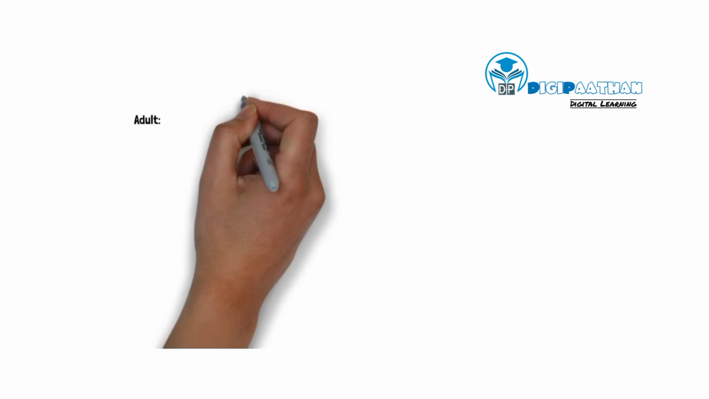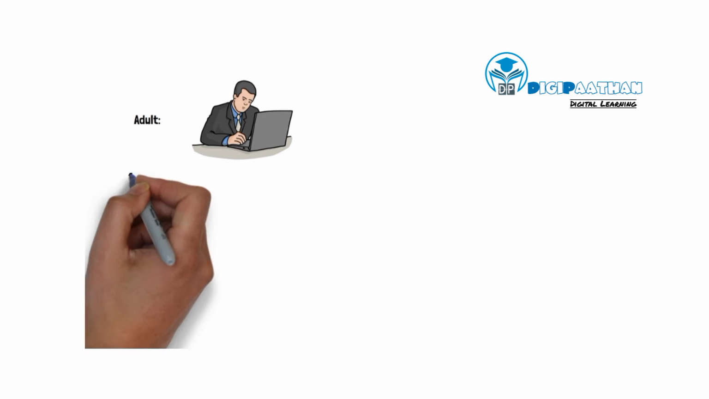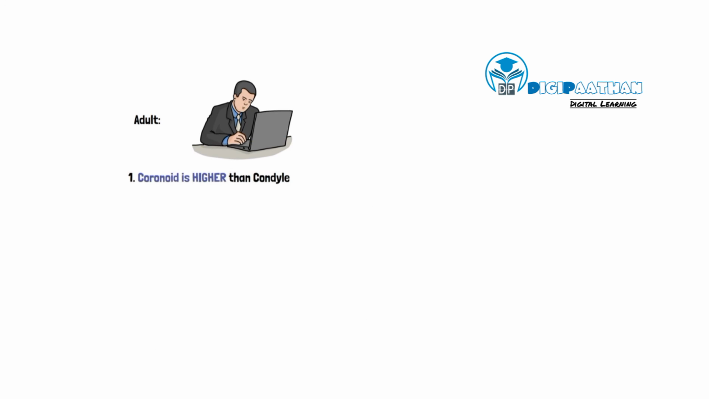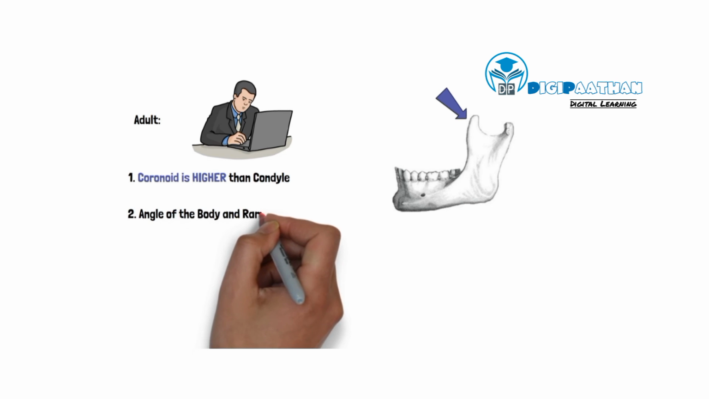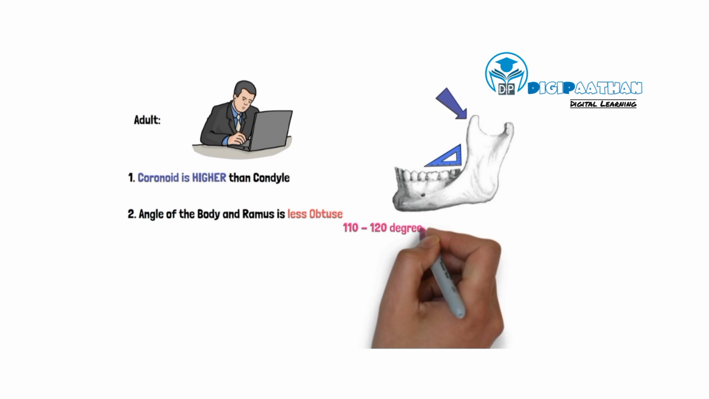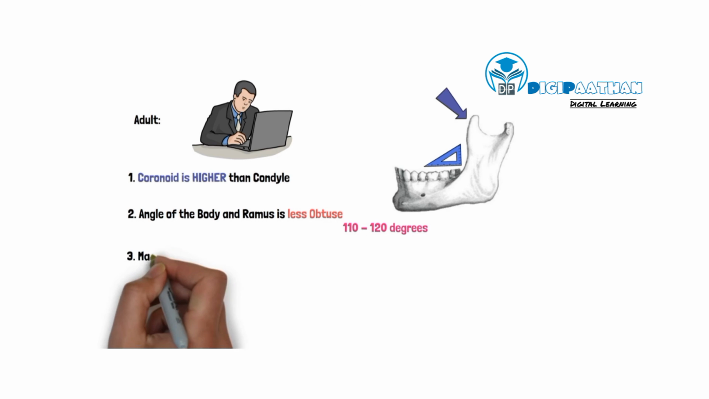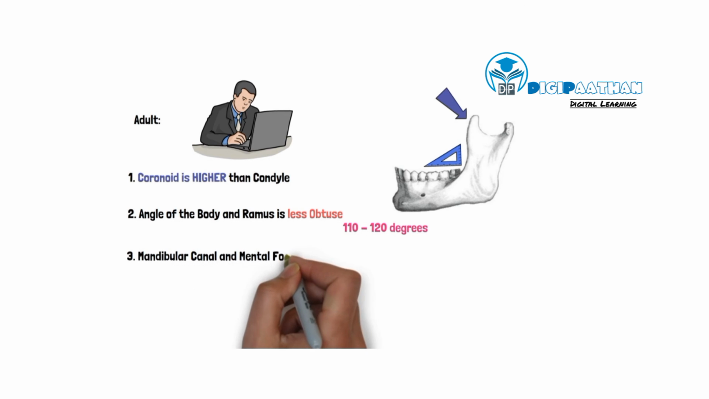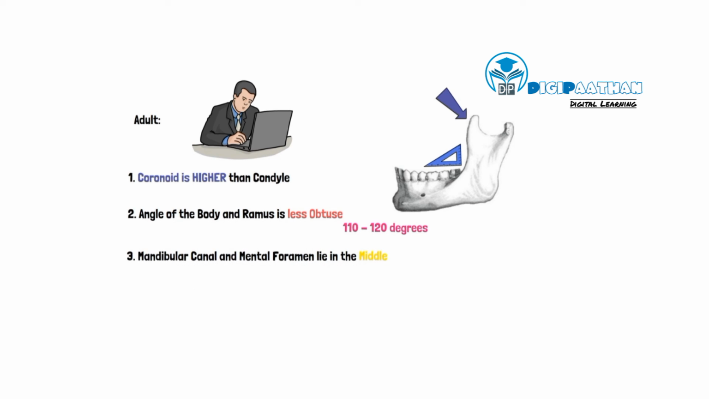Now, as we move on to adulthood, the coronoid is going to move higher than the condyle. Also, the angle of the body and the ramus is going to be less obtuse. It is going to be around 110 to 120 degrees. The mandibular canal and the mental foramen is going to lie in the middle.